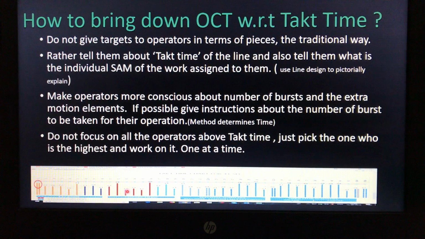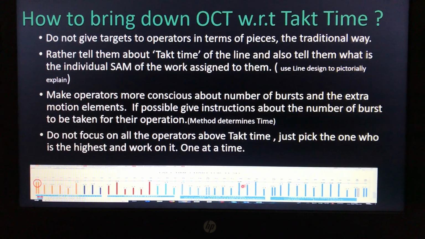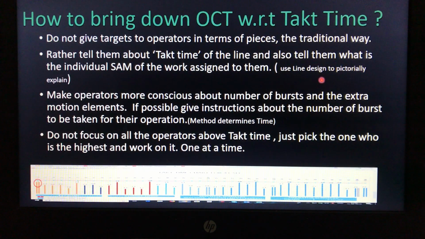So here, the key to bring down OCT is, do not talk in terms of pieces to your operators. Talk to them about takt time. Talk to them about the SAM of the operation assigned to them. If possible, show the line design. Let them see this chart. Let them see that this is you, this is you, this is you.